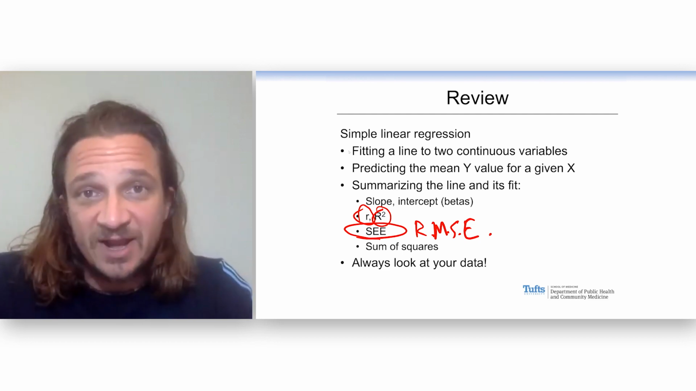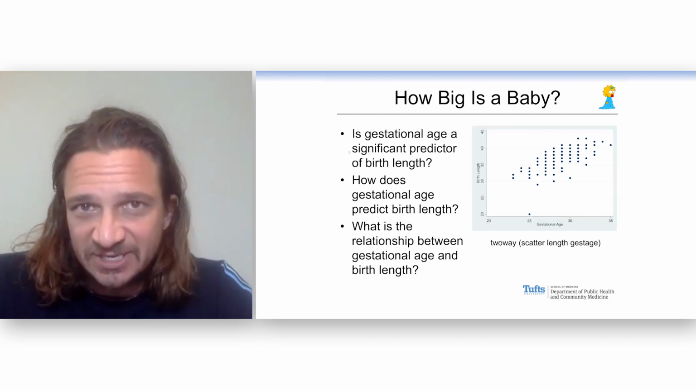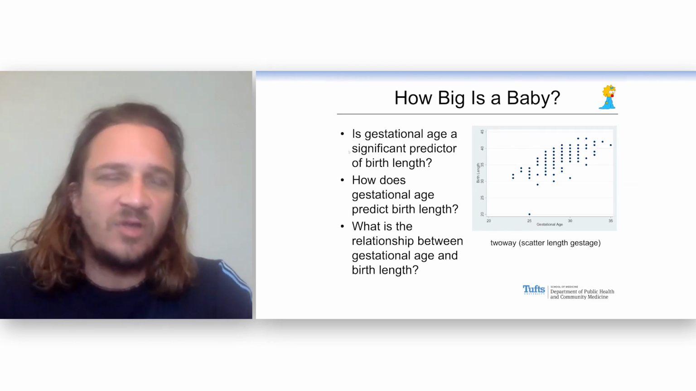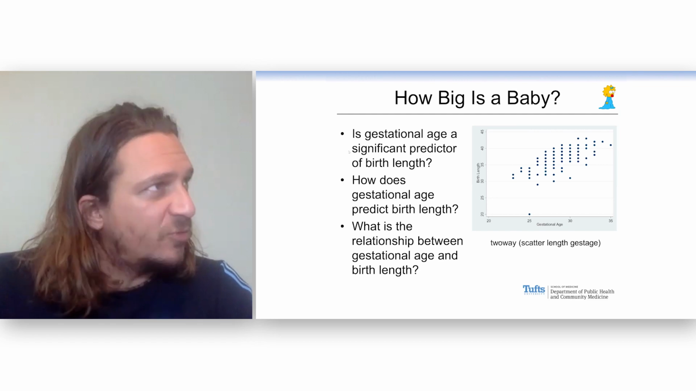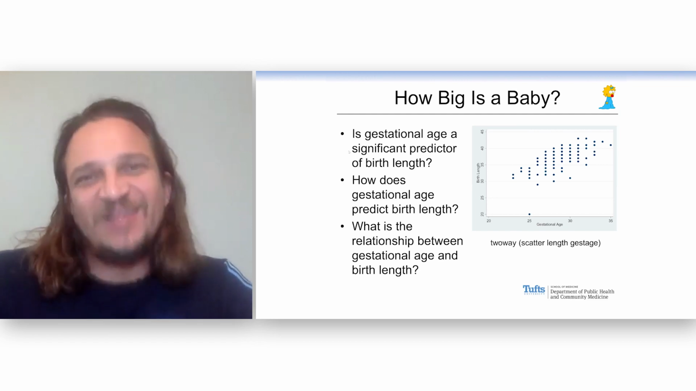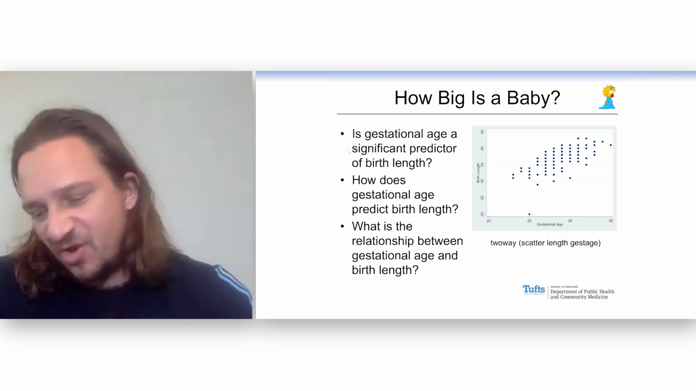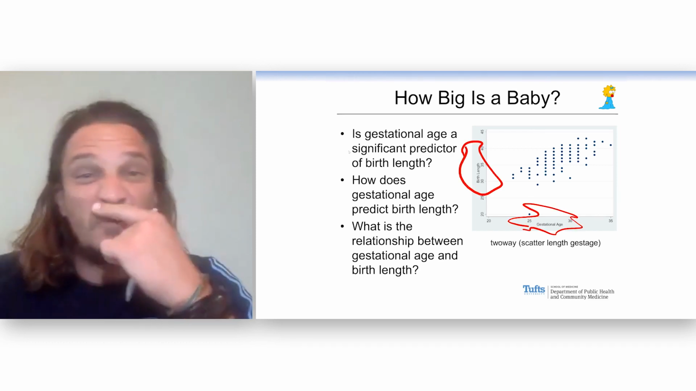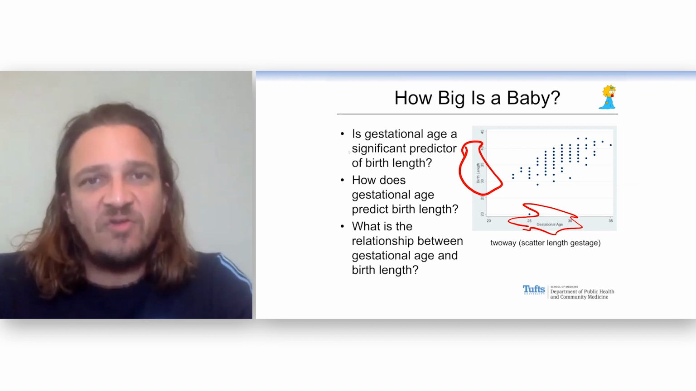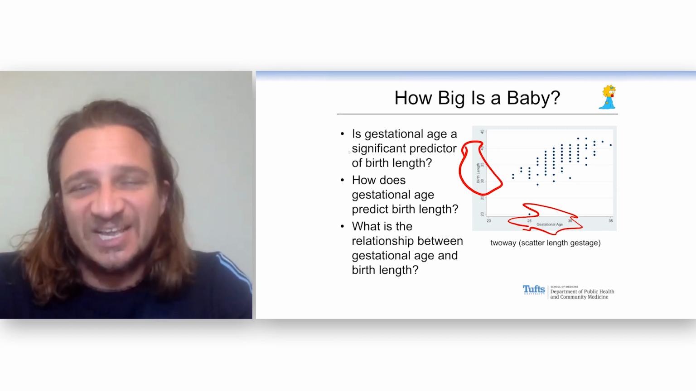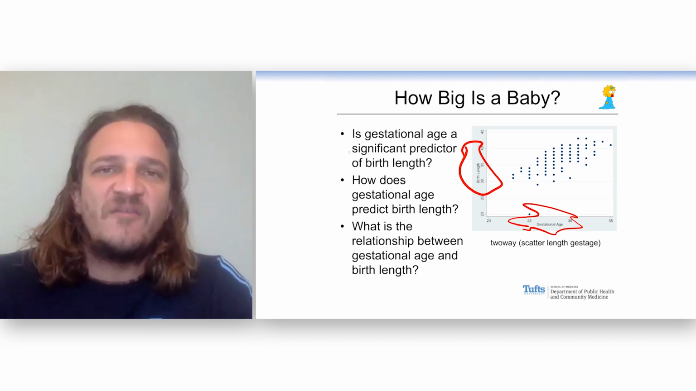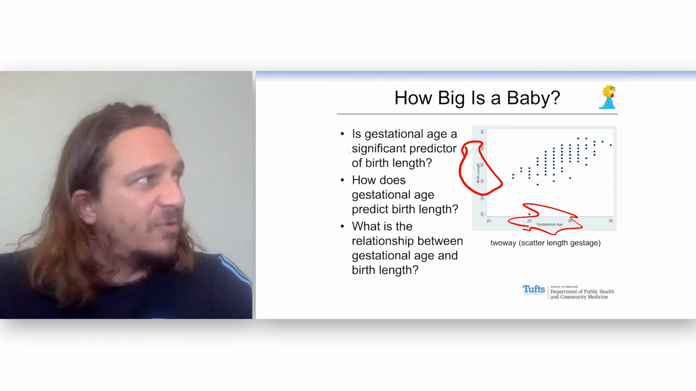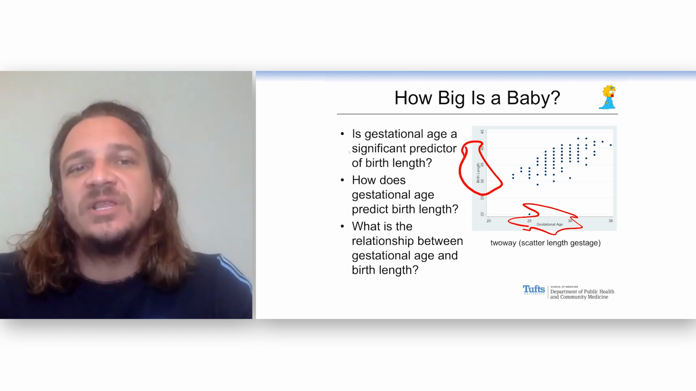We're going to look at some new data now about babies. How big is a baby? And here are some real data from low birth weight infants born in Boston. And on these data, we have the gestational age of the baby and then the birth length. And with the simple linear regression, we can ask questions like, is gestational age a significant predictor of birth length? We can say, how does gestational age predict birth length? Or what is the relationship between these two things?